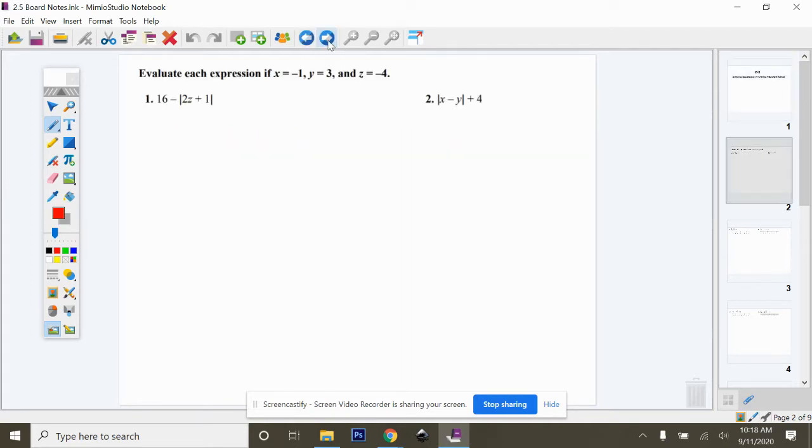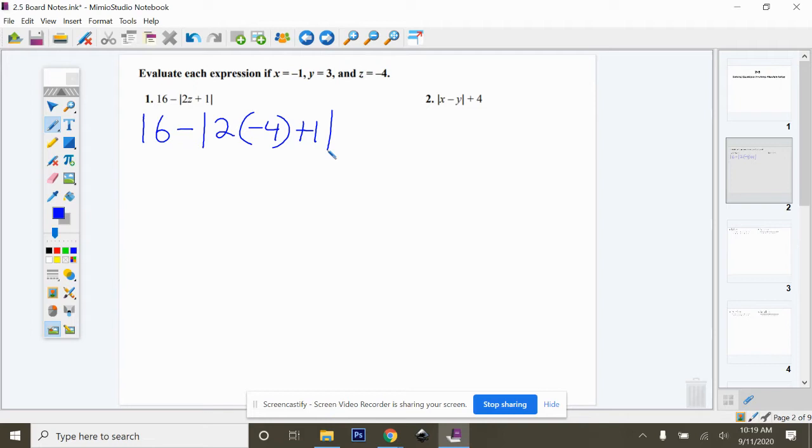So you can see it says evaluate each expression if x equals -1, y equals 3, and z equals -4. Just like before, we're going to rewrite this problem, but we're going to replace whatever variables, whatever letters we have, with the numbers they give us. So for number 1, I'm going to do 16 minus, little vertical bar is my absolute value sign, so absolute value of 2, and because we have the z, my instructions tell me z is -4, plus 1, close it with an absolute value bar.